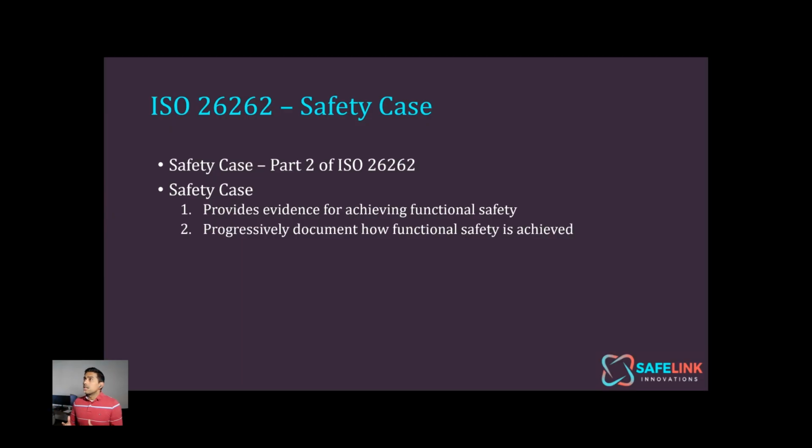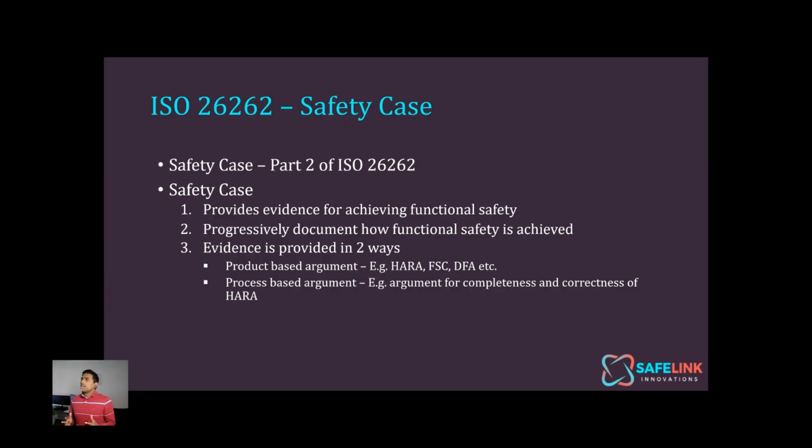A safety case is a document that progressively tracks what has been done and why it is safe. The work that has been done, why is that safe? Essentially, the safety case provides evidence in two ways. There is a product-based argument, and then there is a process-based argument. The product-based argument is saying, what is it that we've done in order to ensure functional safety?